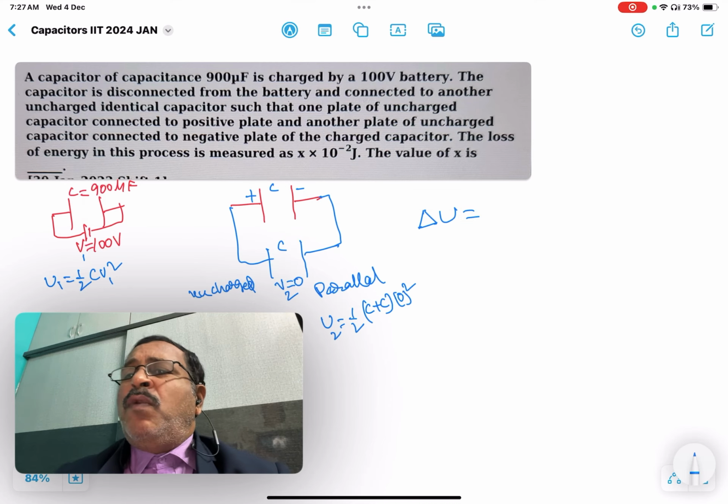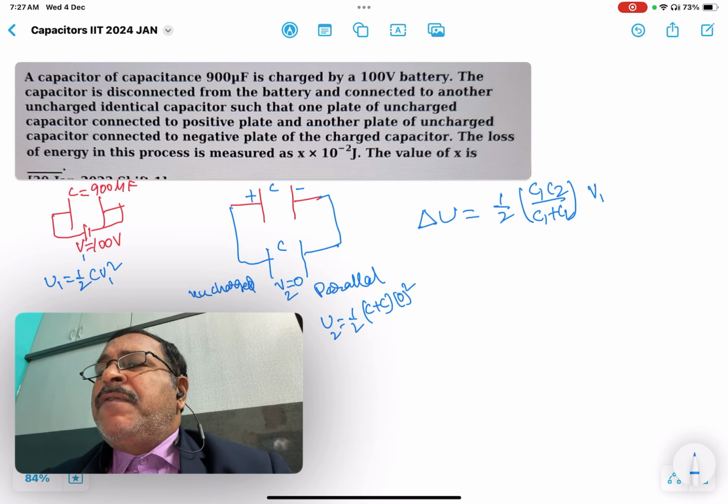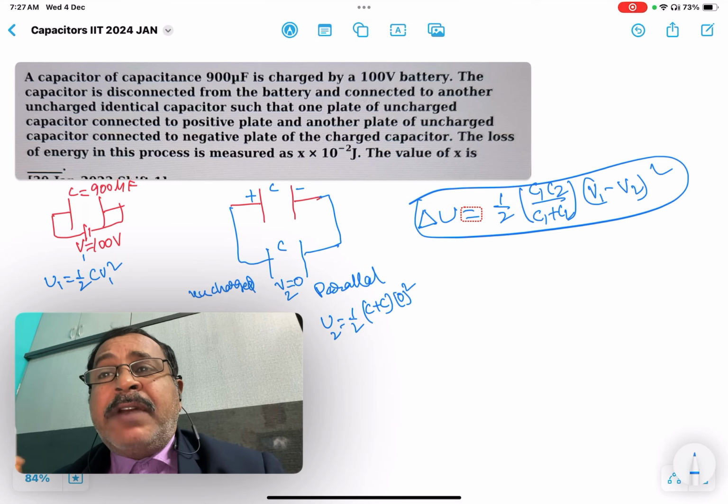Okay, so then what is the loss of energy? Half C1 C2 by C1 plus C2. In the previous problem also we discussed the same, V1 minus V2 whole square. So this formula you should recognize. By doing the calculation we get that formula directly. I am giving the direct formula to you.